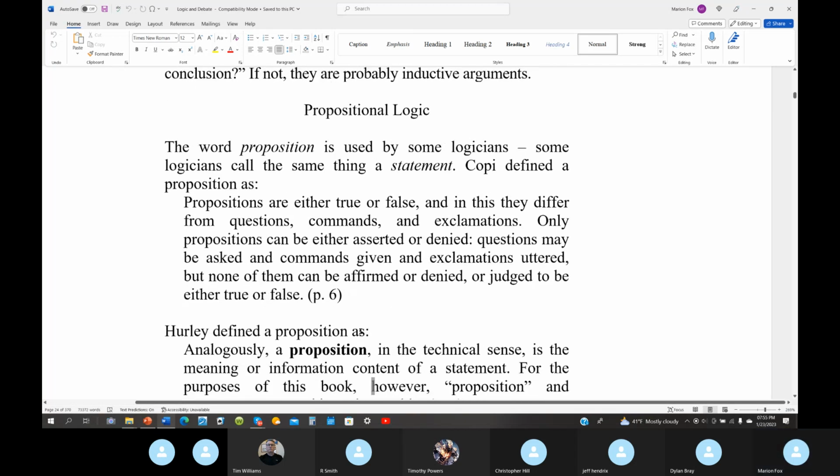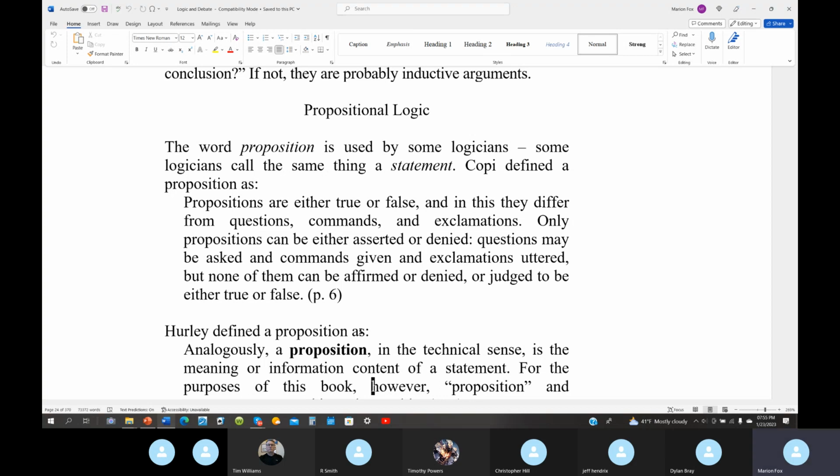Now, we have what we call propositional logic. We need to define what a proposition is. The word proposition is used by some logicians. Some logicians call a proposition a statement. So what is a proposition?